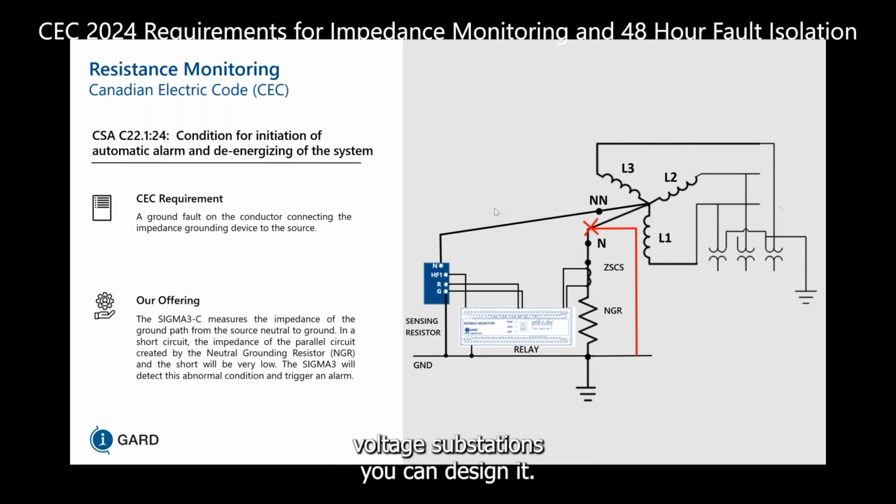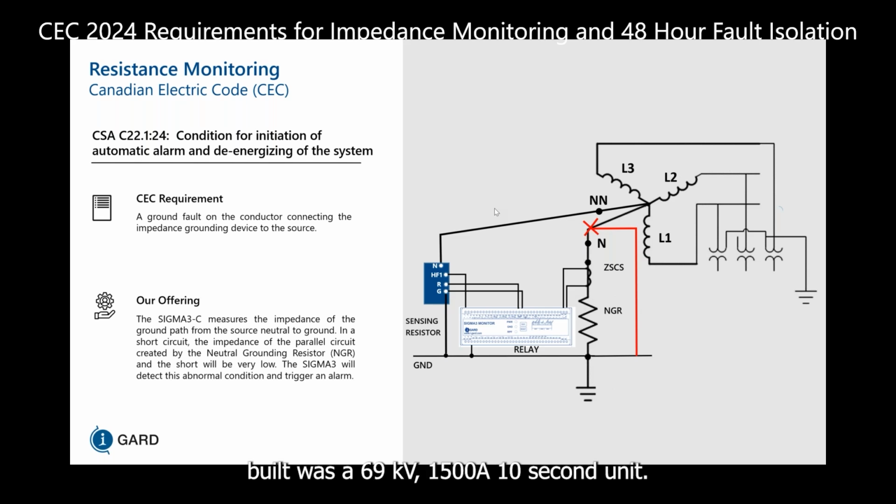I mean, for high voltage substations, you can design it. Yeah, so the largest resistor that we've ever built was a 69 kV, 1500 amp 10-second unit.